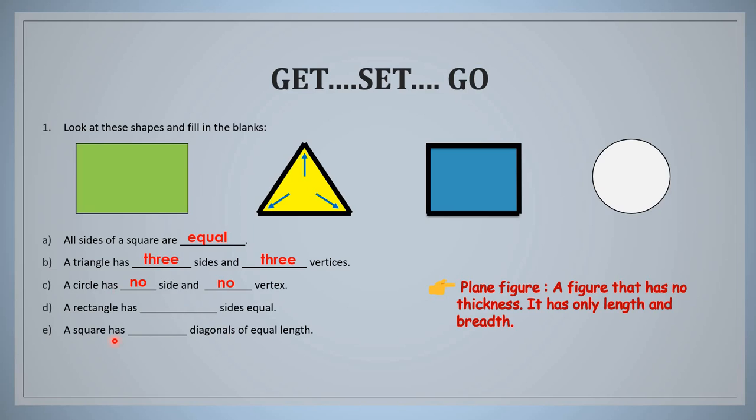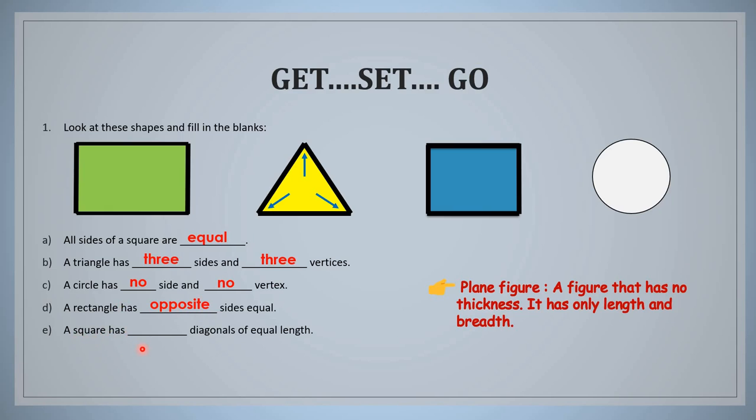Next, a rectangle has dash sides equal. Now look at the rectangle here in green. It has dash sides equal. So you know, in a rectangle, 2 sides have to be equal. So 1 and 2. So these 2 sides are equal, and next these 2 sides are equal. So therefore the rectangle has opposite sides equal. That means this is the opposite of this and this is the opposite of this. So therefore a rectangle has opposite sides equal.